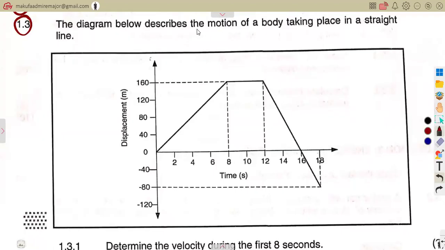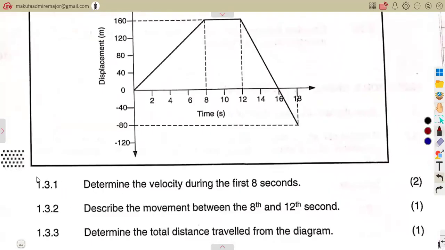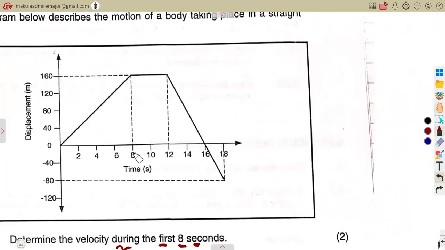1.3, the diagram below describes the motion of a body taking place in a straight line, displacement versus time, with displacement in meters and time in seconds. So this is the motion that you're given. 1.3.1, determine the velocity during the first 8 seconds. At 8 seconds, the time corresponds straight to a certain displacement. So given displacement and given time, we can find the velocity.